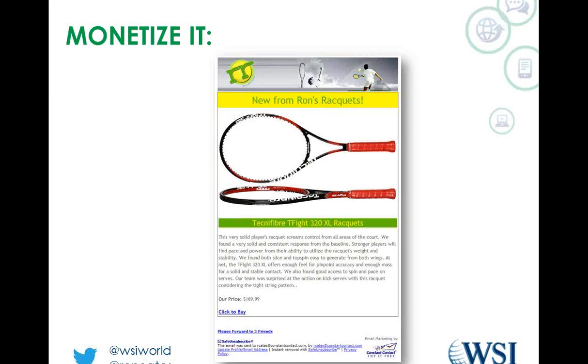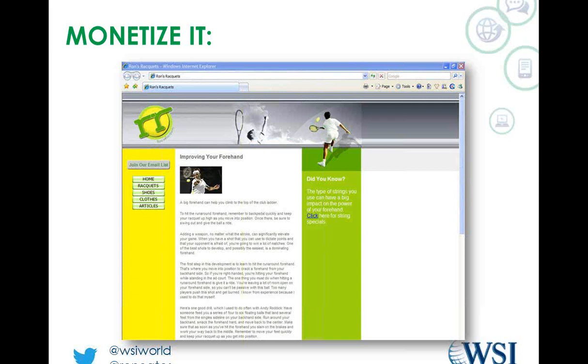On my website, when they come to click on that link, I'm going to have the entire educational article, but right next to it, adjacent to it, I'm always going to have promotional content related to the educational content. So on the right sidebar: did you know the type of strings you use can have a big impact on the power of your forehand? Click here for string specials. Pure gold. This is one of the greatest and most powerful ways to monetize email marketing: a landing page on your website, educational content related to promotional content.